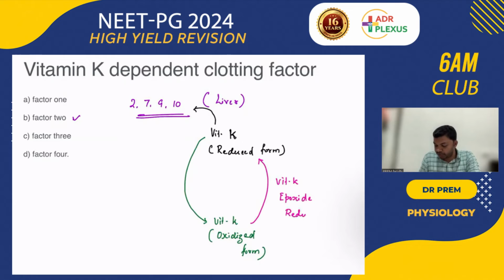Vitamin K epoxide reductase, and only because of this enzyme you get vitamin K in the reduced form, and only in this reduced form is it involved in synthesizing factors 2, 7, 9 and 10. And there is a drug that specifically blocks this enzyme, vitamin K epoxide reductase, and that is warfarin, and derivatives of warfarin like nicoumalone.